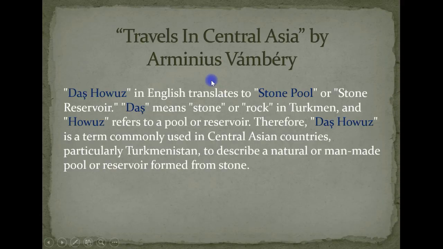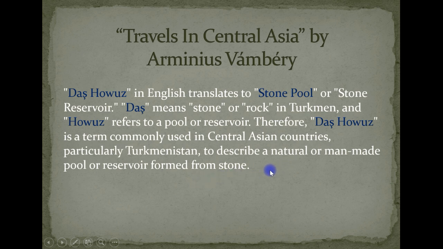In the 19th century, there was a unique man who traveled to Central Asia. His name was Arminius Vambery. He traveled in Central Asia, and after he finished his travels, he published a book, Travels in Central Asia. In his book, Arminius Vambery mentioned the name of the place as Dashhowuz. Dash means stone or rock, and howuz refers to a pool or reservoir. Dashhowuz is a term commonly used in Central Asian countries, particularly in Turkmenistan, to describe a natural or man-made pool or reservoir formed from the stone.